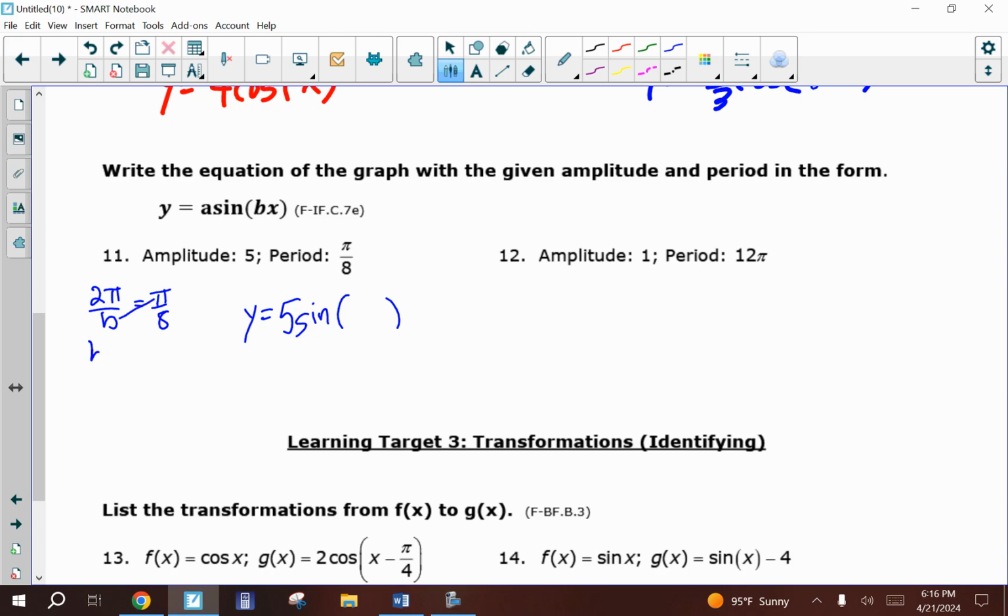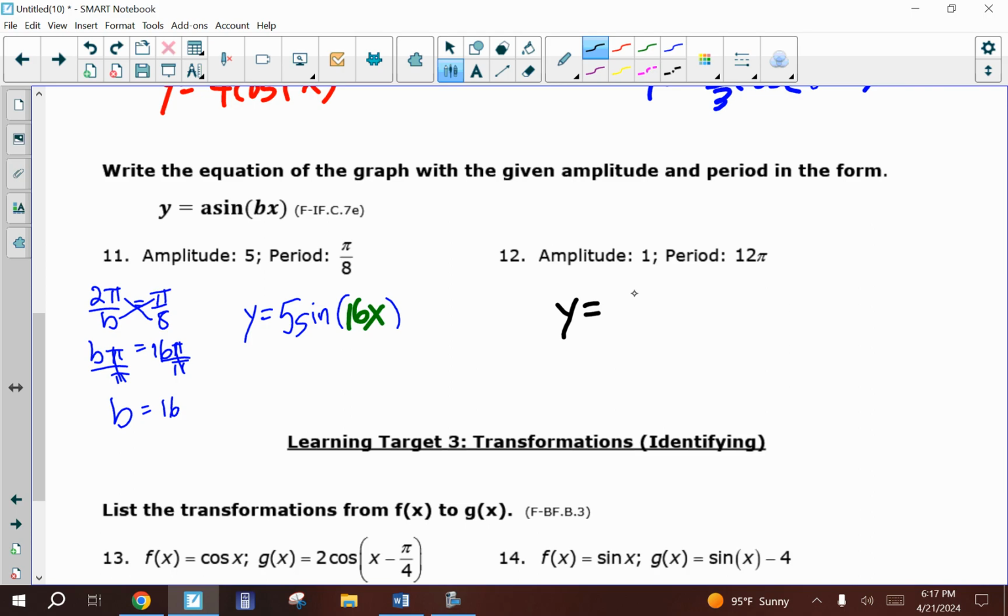So we multiply those together, so it's b times pi. 8 times 2 pi is 16 pi. Then we just divide by pi. Causes both pi's to cancel, so b is equal to 16. So now we can stick that 16 over here in front of the x. That's our answer.